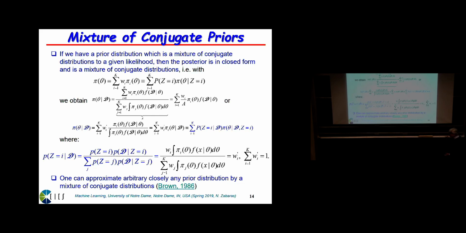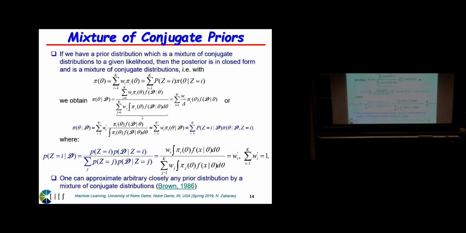So which prior to select, all right? This is effectively an indicator variable that tells you if you sample from prior 1 or prior 2, etc. But this is the prior that you put on z equal to i before you see any data. So really, w_i, you can think of this as some prior mixing probabilities. Okay.